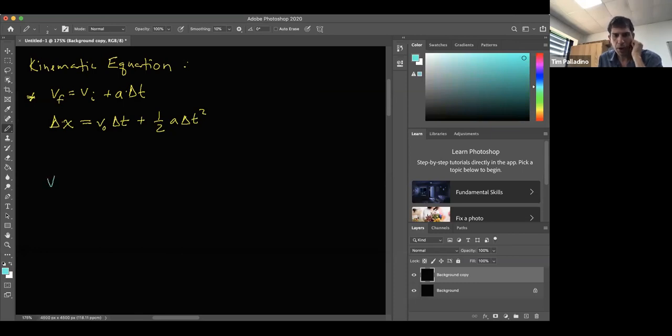For number one, it says, what is the final velocity of a car after 5 seconds of accelerating from rest at a rate of 1.5 meters per second squared? When I solve these problems, or when I teach people how to solve them, the thing we're looking for is the final velocity. We know what the initial velocity is, we know what the acceleration is, and we also know what the time is.